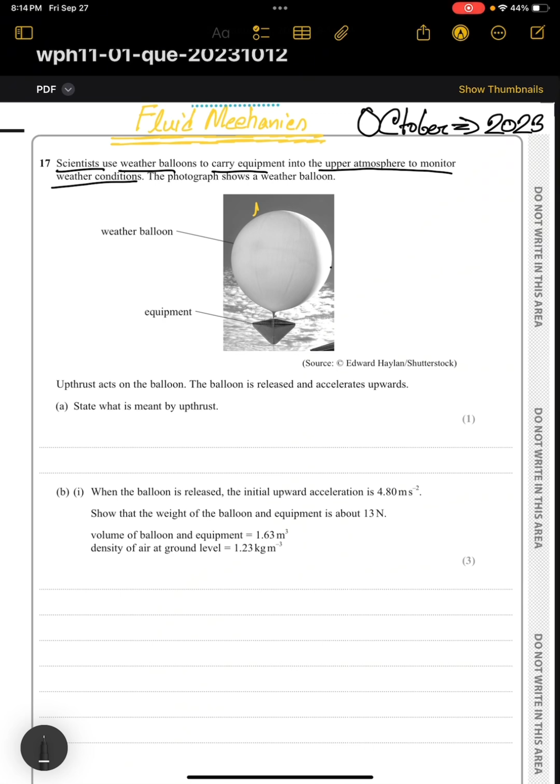Okay, the photograph shows a weather balloon. This is the weather balloon and this is the equipment. They have said upthrust acts on the balloon when it is released and it accelerates upwards. Okay, they have asked what is meant by upthrust.